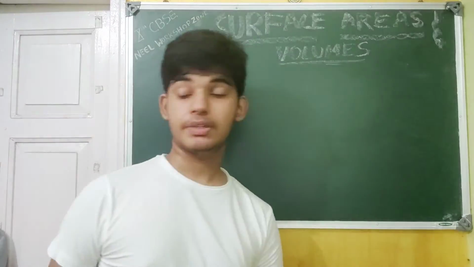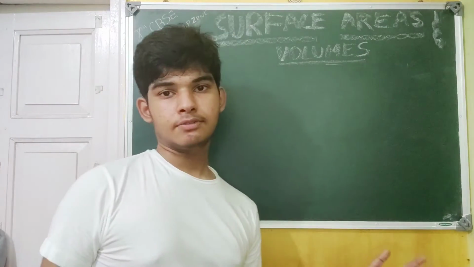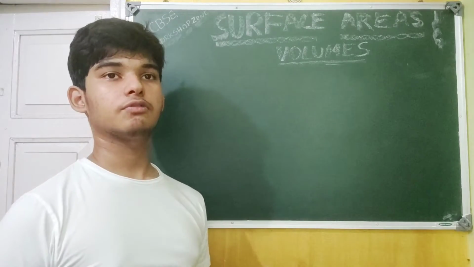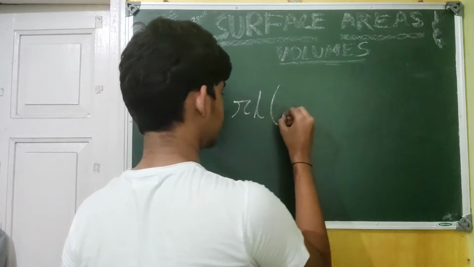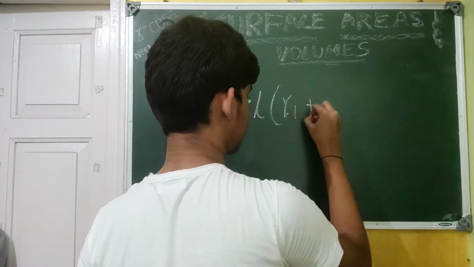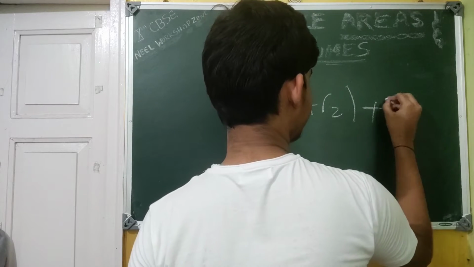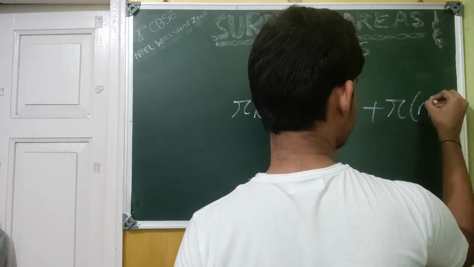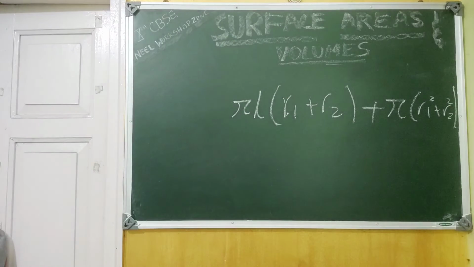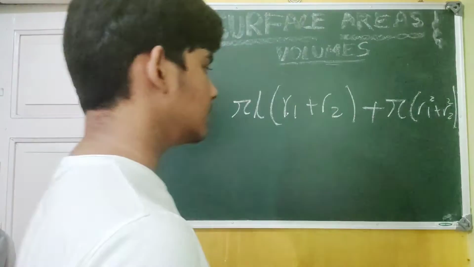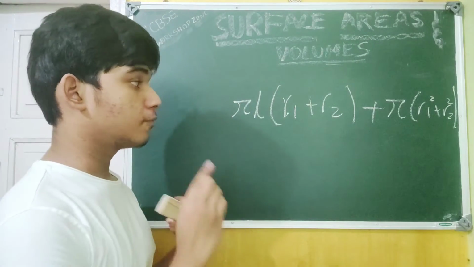So first let's talk about the surface area of frustum. The formula for finding out the surface area of a frustum is pi L (R1 plus R2) plus pi (R1 square plus R2 square). Let me take my eraser real quick. So this is the formula for finding out the total surface area of a frustum.